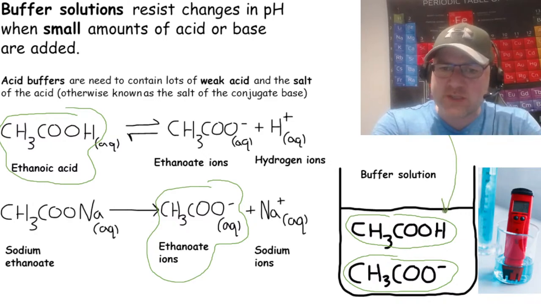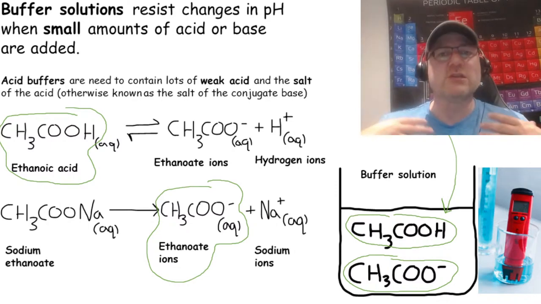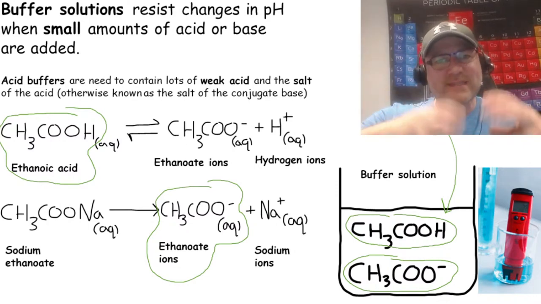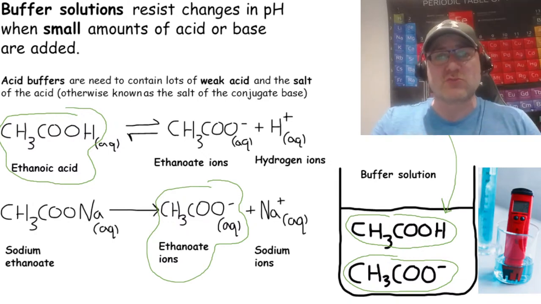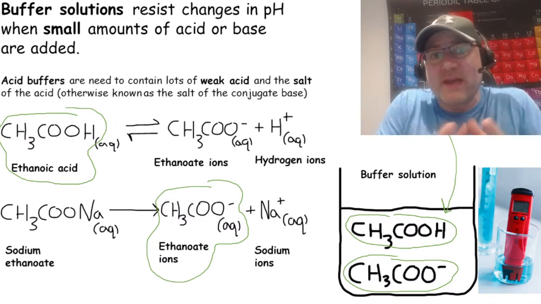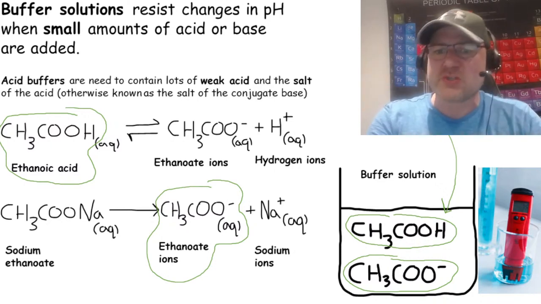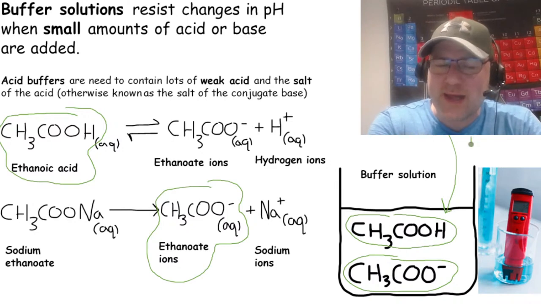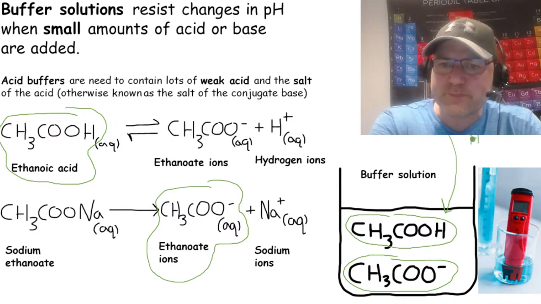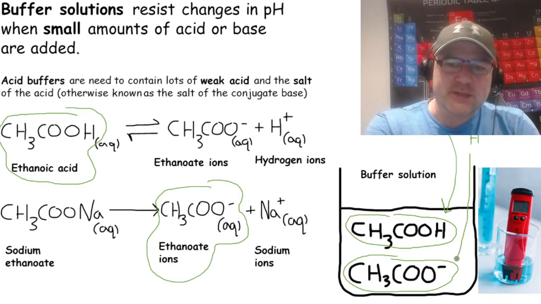So if someone adds hydroxide ions to this solution of mine, they put a little bit of alkali in it, my solution will say no. The acid in the solution will react with the hydroxide ions, forming water. So it's basically not allowing the pH to change by much. It's not perfect. You will get a little pH change, which we'll come on to with the questions. Now, if someone adds hydrogen ions, guess what?